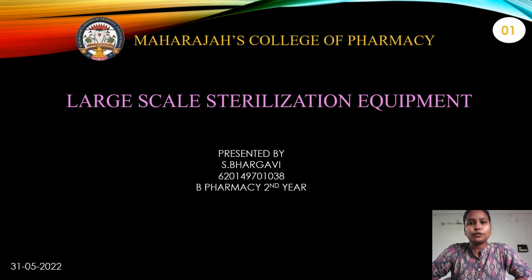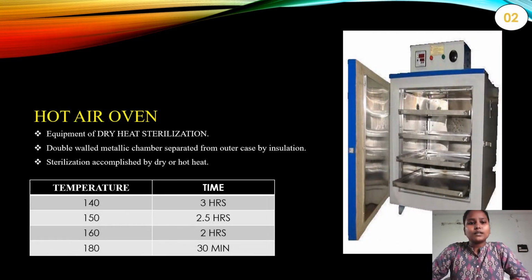I'm here in front of you to discuss my topic, large-scale sterilization equipment. That means on a large-scale industry, what equipment do we use to sterilize? So let's see the equipment. First one is hot air oven.